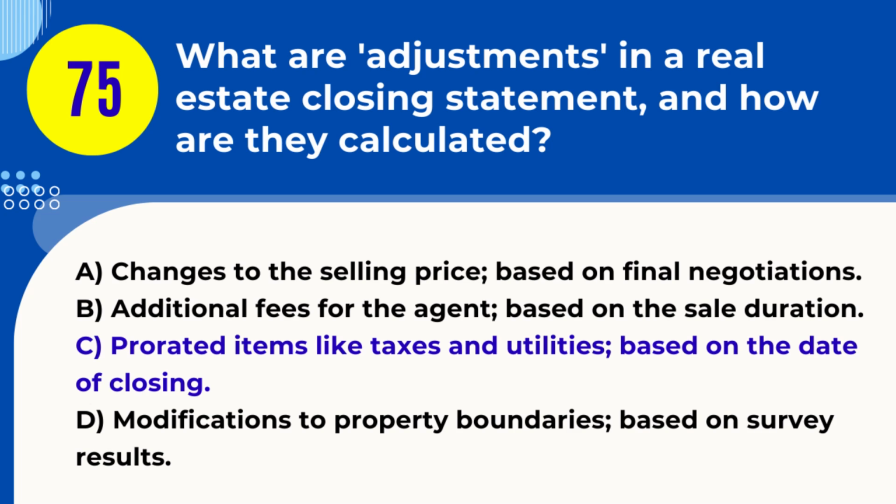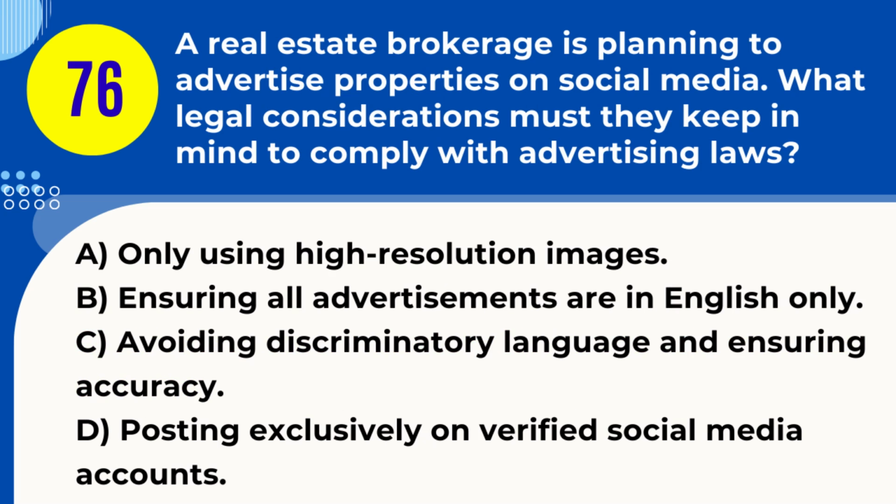Answer: C. Prorated items like taxes and utilities, based on the date of closing. Explanation: Adjustments refer to prorated payments for ongoing expenses like property taxes and utilities, calculated up to the date of the property transfer.